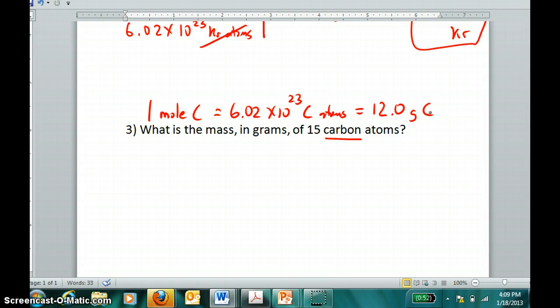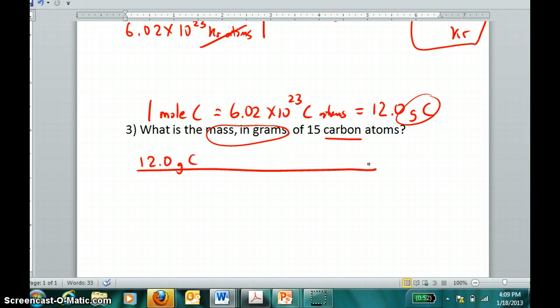Then I go about doing the problem. I'm asked for a mass in grams. There it is. There's my starting point, 12.0 grams of carbon. But I can't write it all by itself. It has to be paired up with something else in this equivalency. And of course, because I gave a number of atoms, I'm going to pair it up with the number of atoms that are equal to the gram formula mass. And that's Avogadro's number of atoms of carbon.